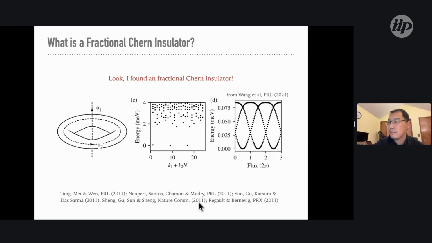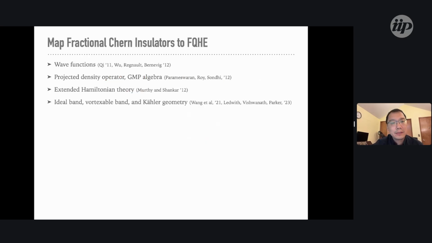So this is really from the very early days, and many people, including Andre here, did a lot of very serious numerical work to establish the existence of the fractional Chern insulator. But even with that, we still don't have an understanding of why a fractional Chern insulator would be possible, because right now that's just numerical calculations, or a numerical experiment. So since almost 10 years ago, there has been a large effort trying to understand it, and the idea is really to try to map the fractional Chern insulators to the fractional quantum Hall effect.